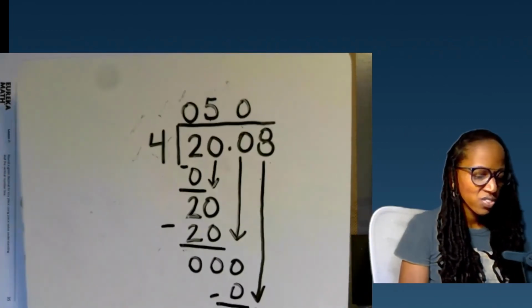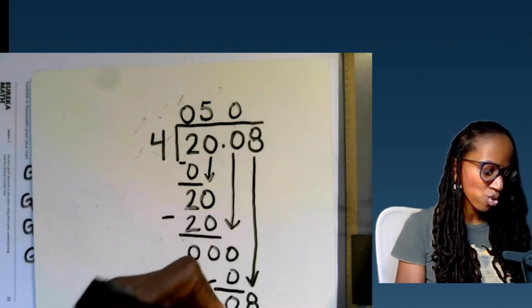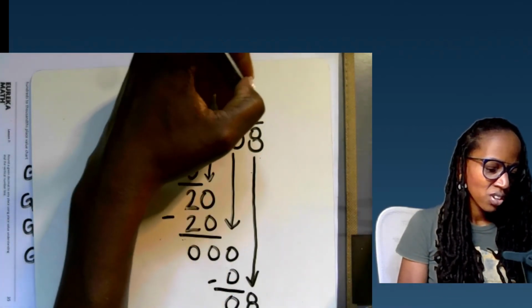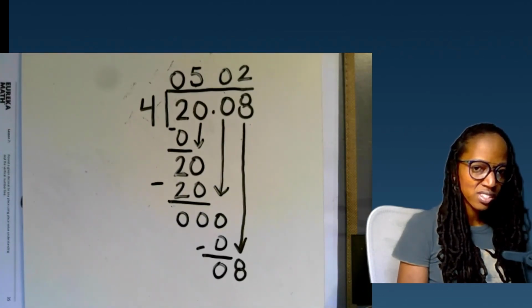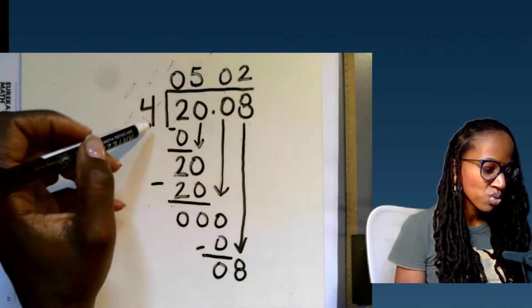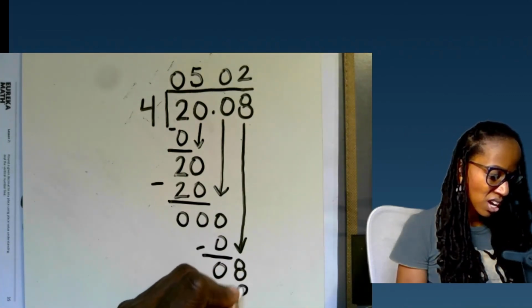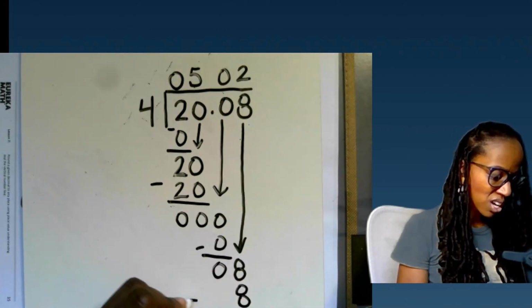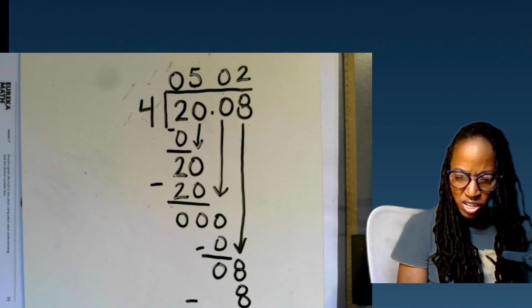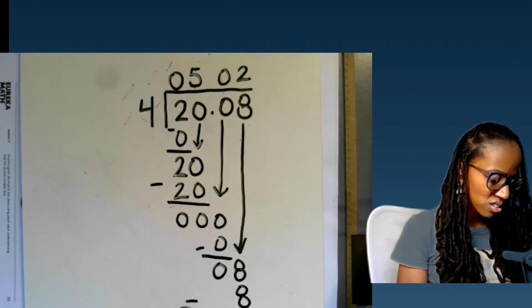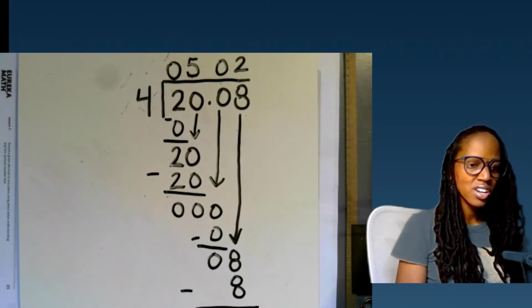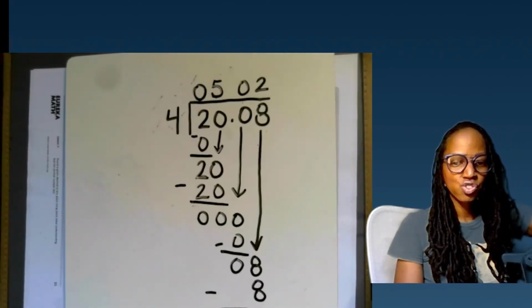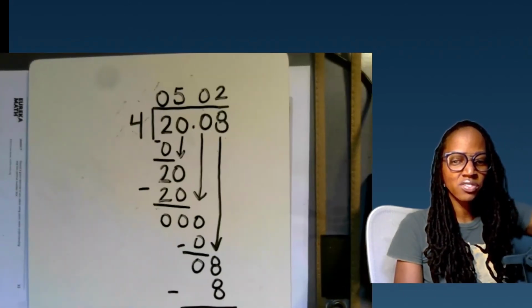So on my place value chart, I would say each group would have 2 hundredths, and I would place a 2 above the hundredths place. My last step, 2 groups of 4 gives me 8, or 2 times 4 gives me 8. I'm going to subtract. 8 minus 8 gives me 0. So I can see that I have nothing left to share.